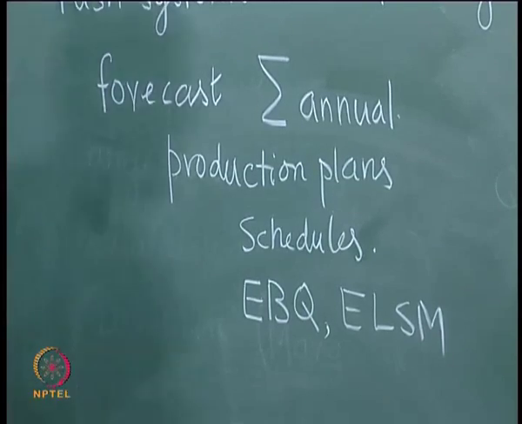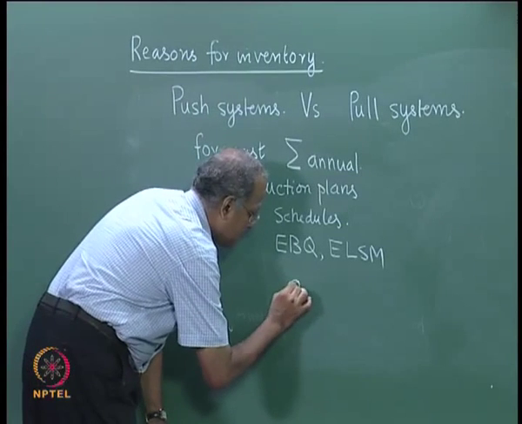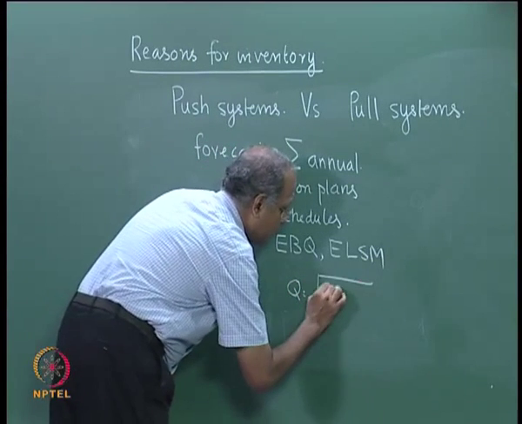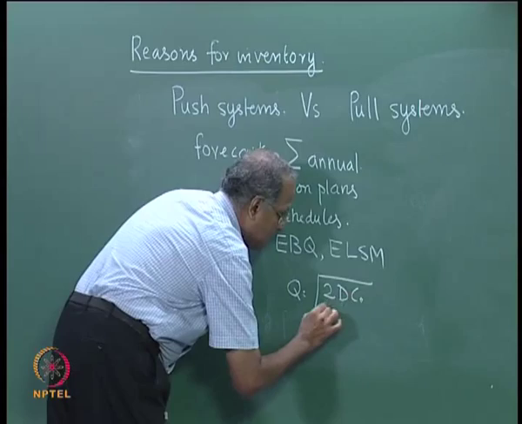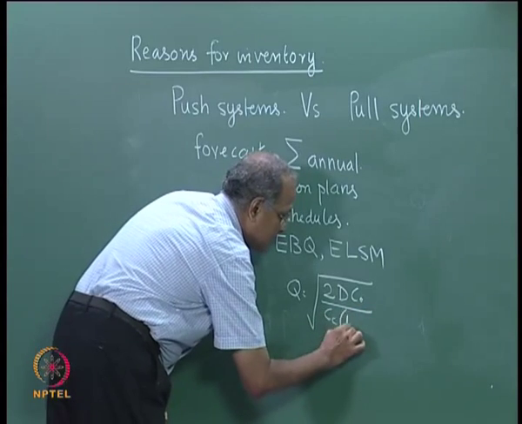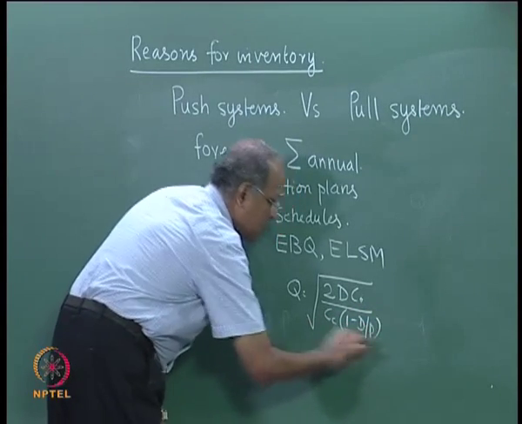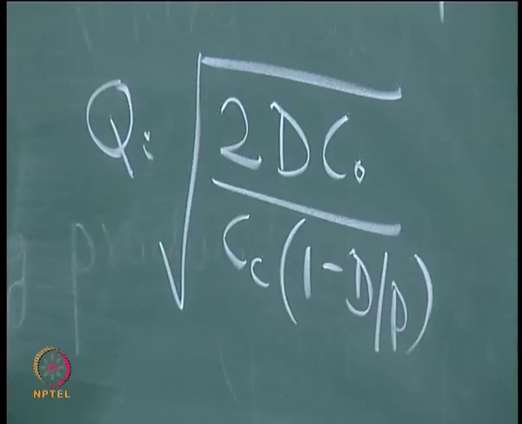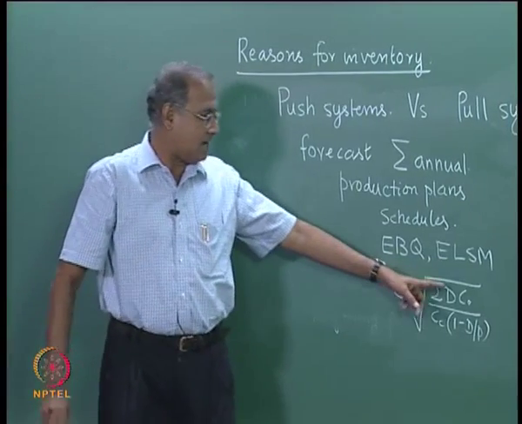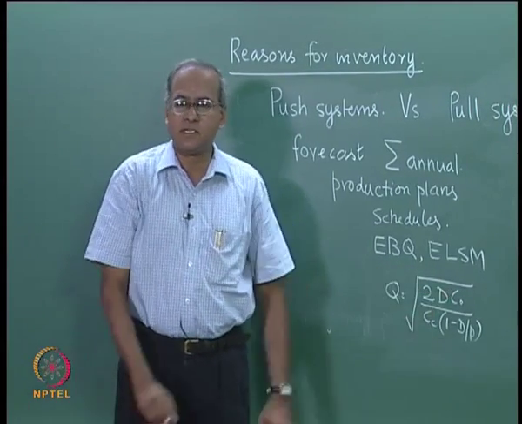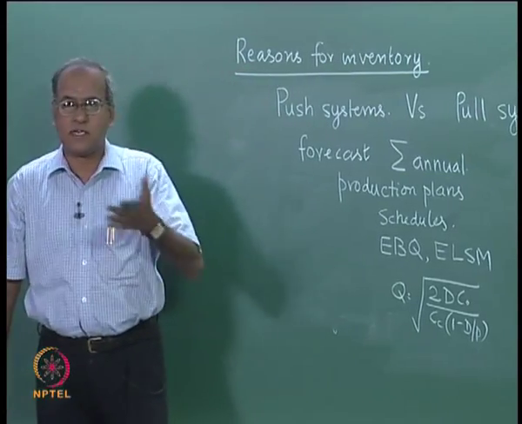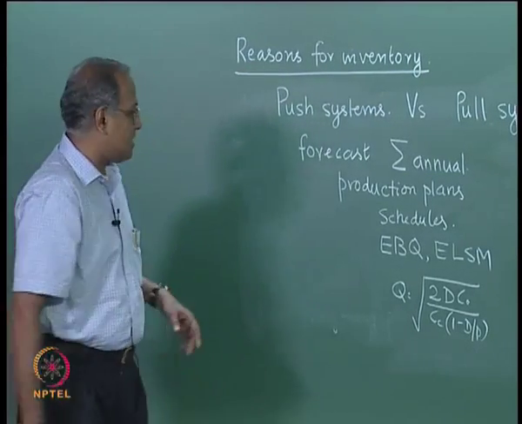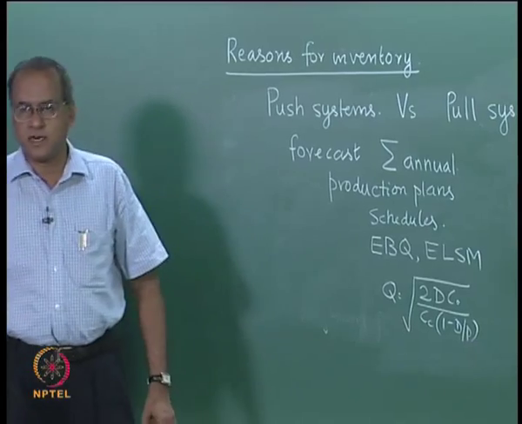Now, these used the formula Q is equal to root over 2 d C naught by C c into 1 minus d by p, which was written earlier, and once again C naught used to be large because setup times and changeover times were large. So, order quantities were large.